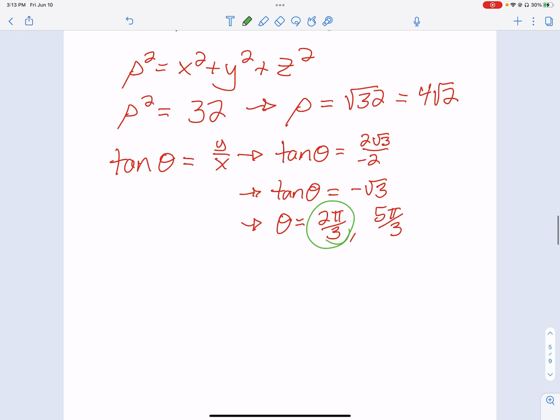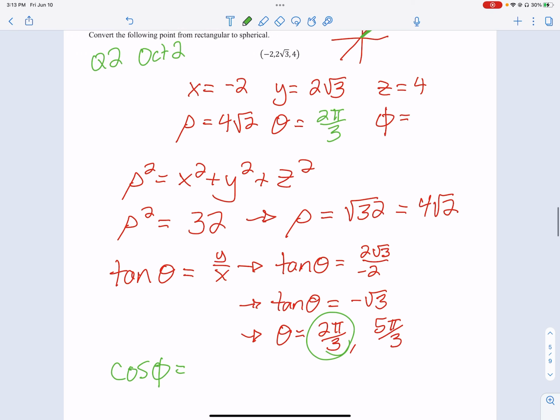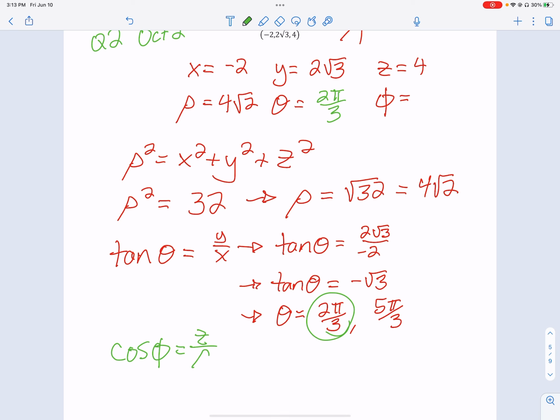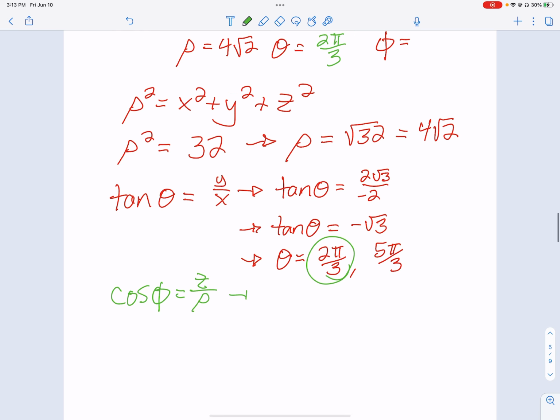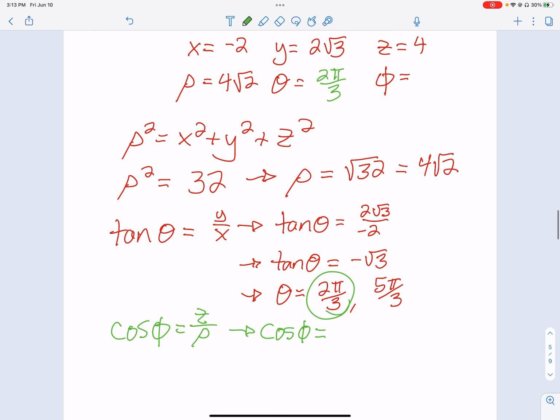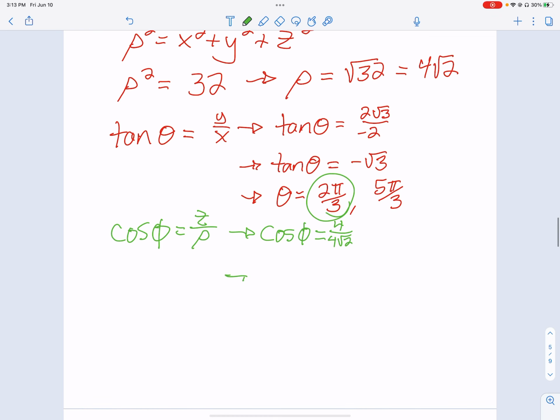And then we have one last formula that we can use here. We have cosine of phi is z over rho. So that is cosine phi is equal to z, which is 4, over rho, and we solved for rho, that was 4 root 2. All right, those 4s are going to cancel, giving us 1 over root 2. If you rationalize, you get cosine phi, multiplying by root 2 over root 2, right? Hopefully you guys can do this at this point. We get root 2 over 2.